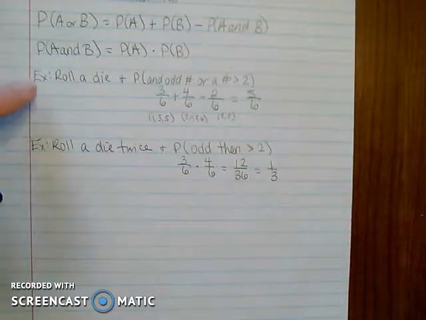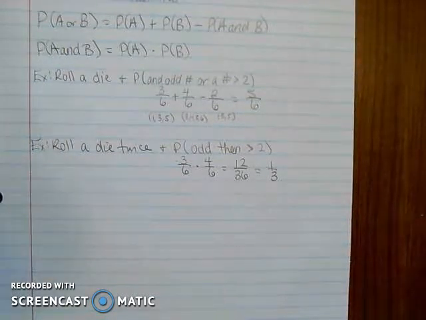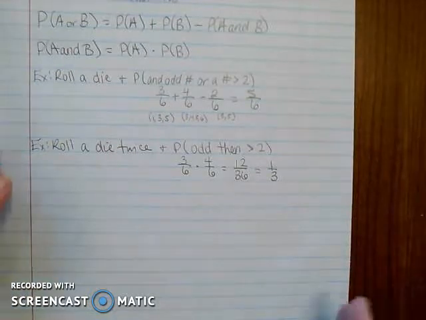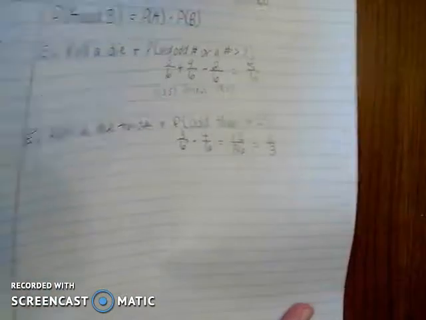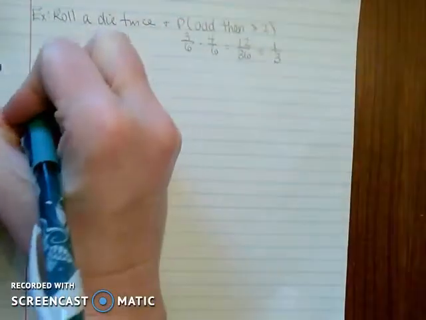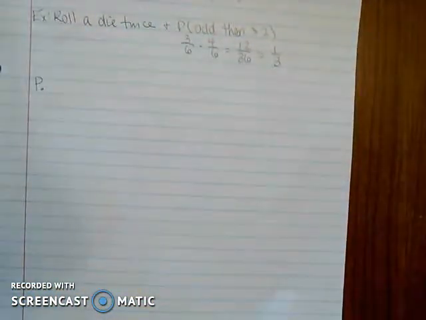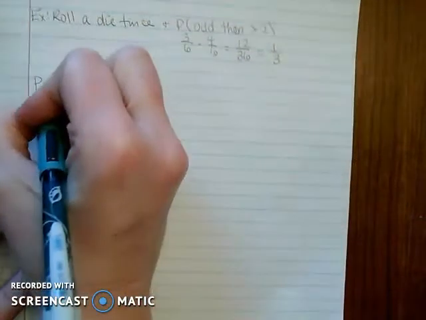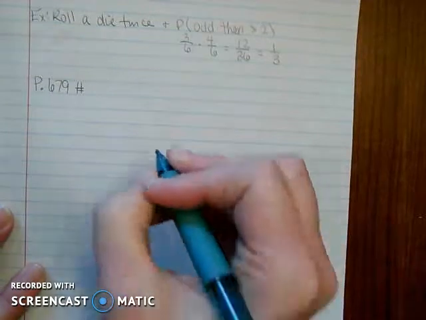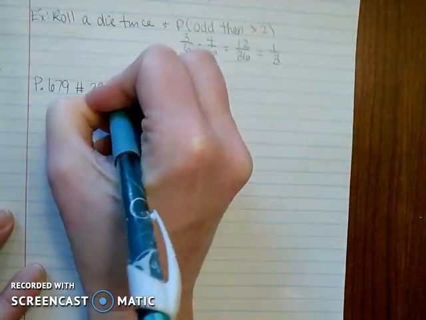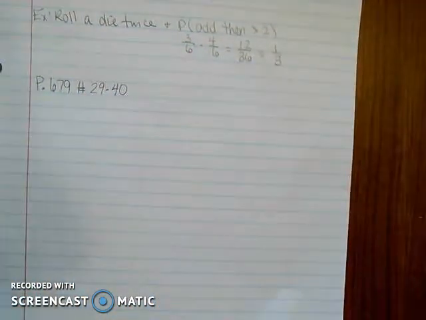So it's an or if you're just going to do one thing. It's an and if you're going to do 2 things. All right, we're just going to do a bunch of problems out of the book. On page 679, we're going to look at 29 through 40. Unfortunately, the cards that they're talking about are on the previous page, 678, so you'll have to look back and forth.